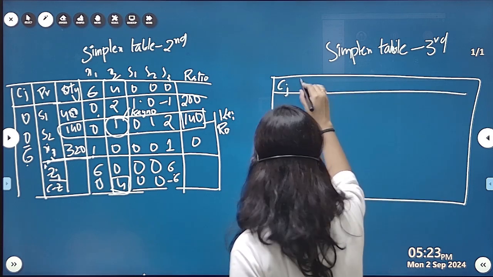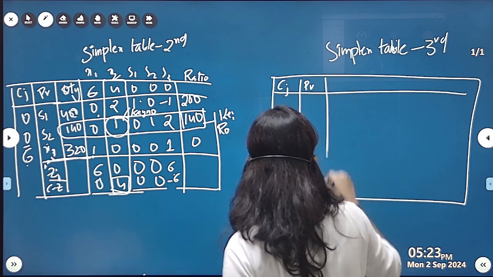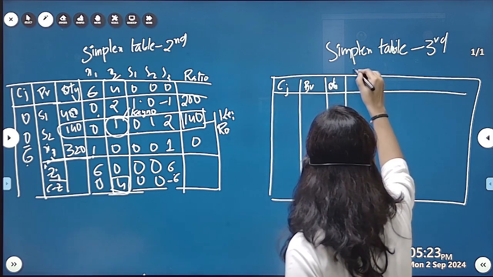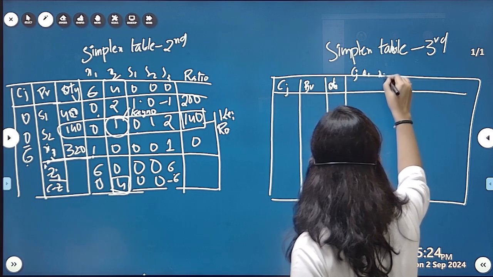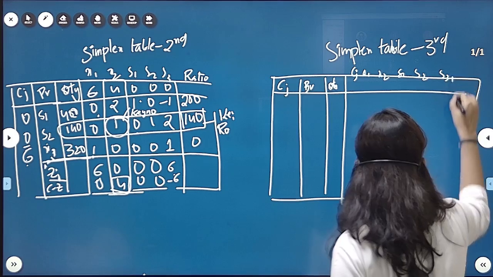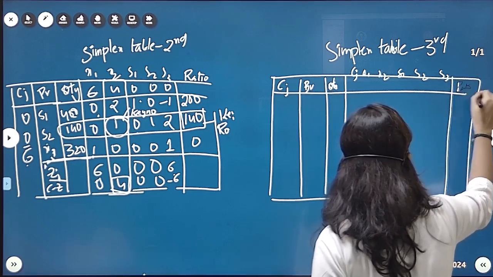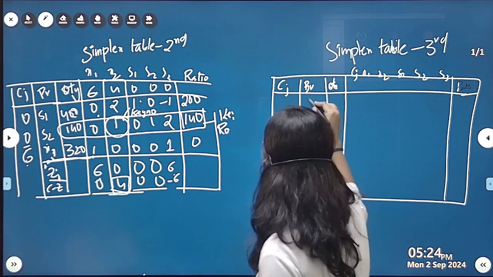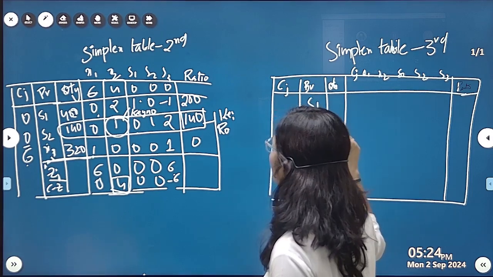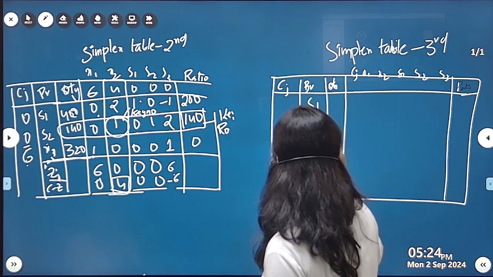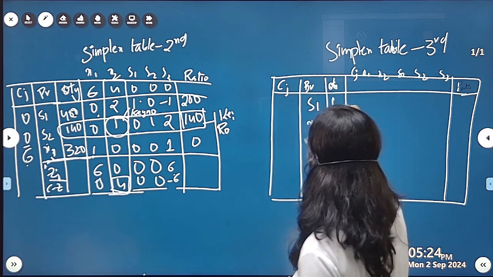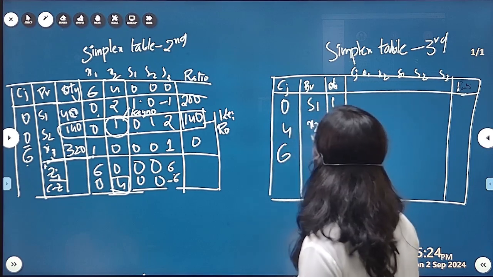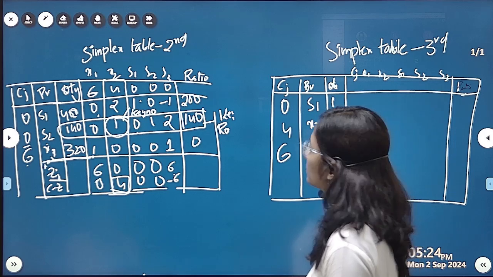So Cj, base, quantity, and Cj values x1, x2, s1, s2 and s3 and ratios. So now Cj value, what will be the base values? S1 and S2 will be replaced by x2. Now next x1. So tell me the values of this Cj. x1 and x2 का value क्या है? 4 and 6.